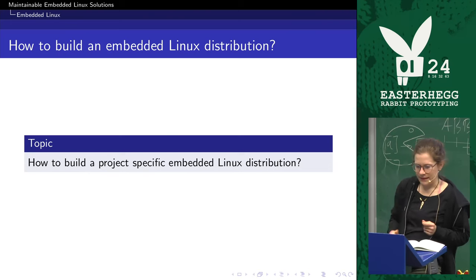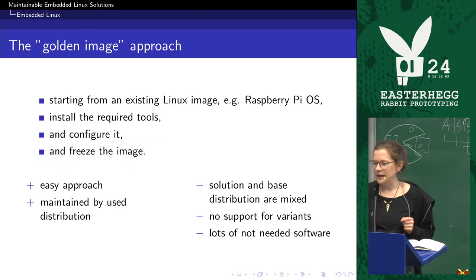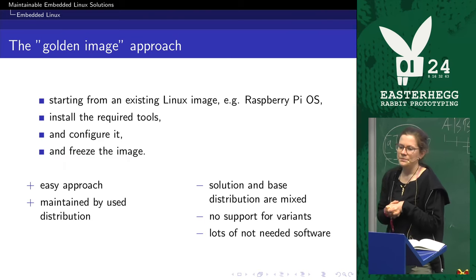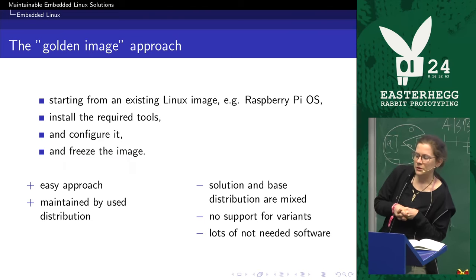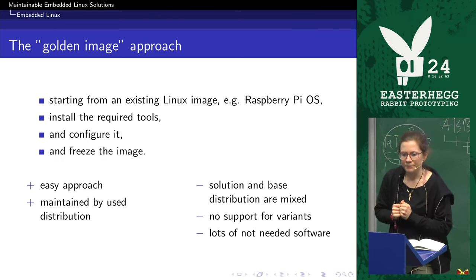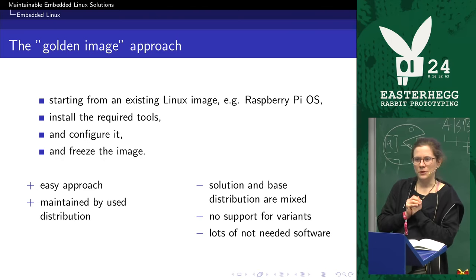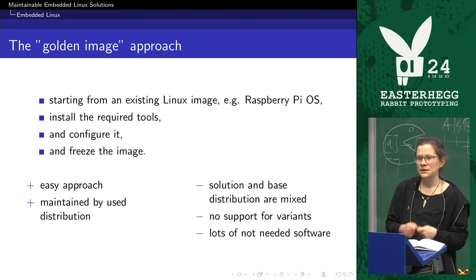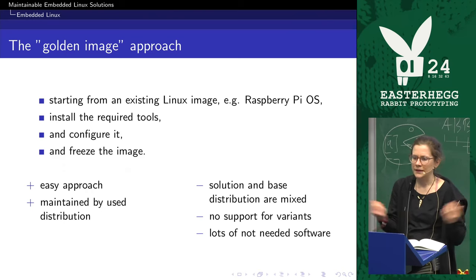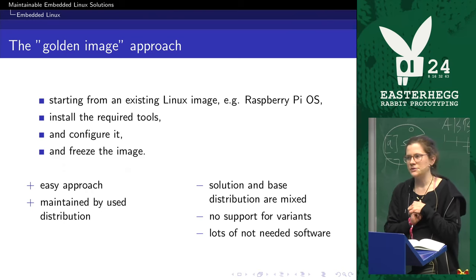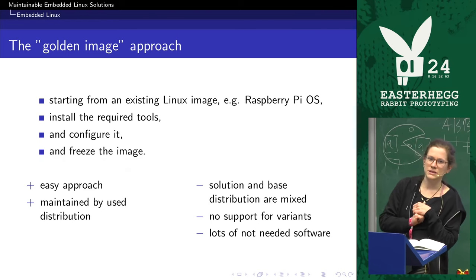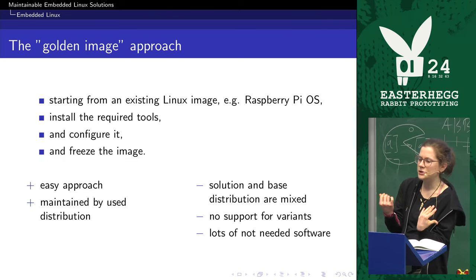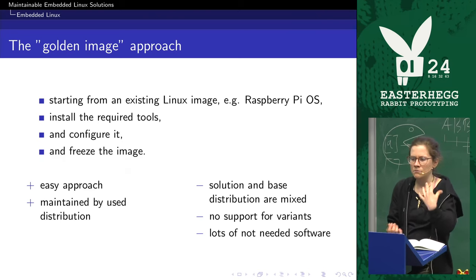And let's first take a look at the golden image approach. What are we doing there? We are calling this approach golden image, but you most likely have done so yourself before. You take an existing image, for example, the Raspberry Pi OS. You get it on an SD card. You start installing further packages you need. You do some configuration. You set it all up. You test it. You are satisfied with the solution. You're satisfied with how it looks.